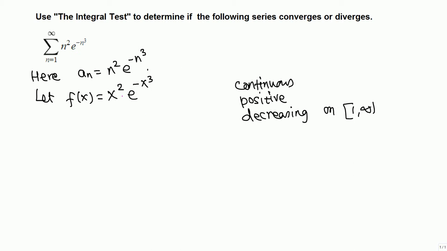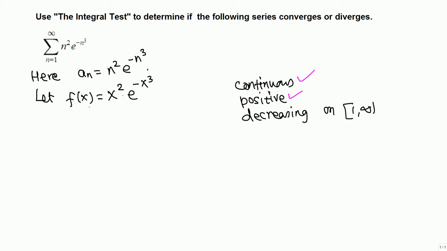Okay, so we have a product of two functions. x squared is always positive and continuous. The exponential function is also continuous and positive. Regardless of this negative, exponential functions are always positive, and they are continuous as well, and the product of two continuous functions is also continuous. So no questions on these two things.